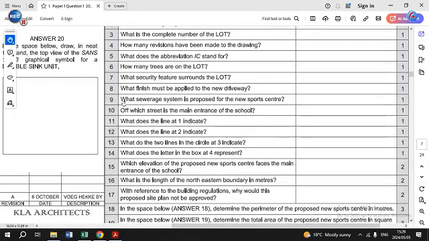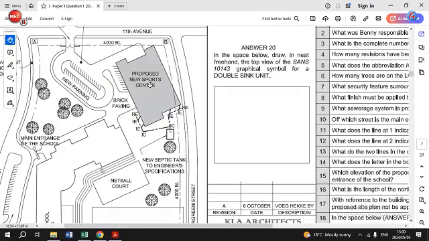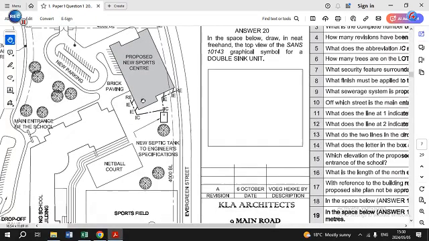Question number 9. What sewage system is proposed for the new sports center? Now if you look at the proposed new sports center, which is colored in red, you're going to find that the sewer line does not go to a municipal sewer connection. That service unfortunately is not available yet here, but it does go to a new septic tank to the engineer's specifications. So your answer here would be just the septic tank, the new septic tank.